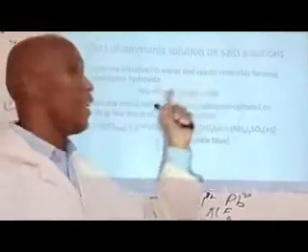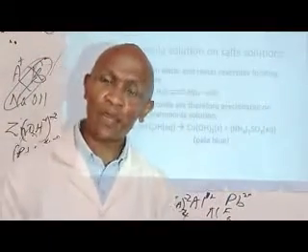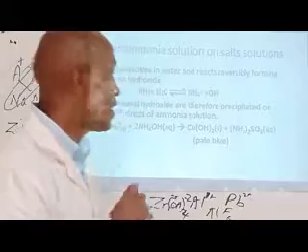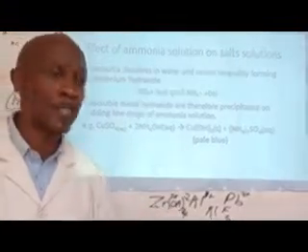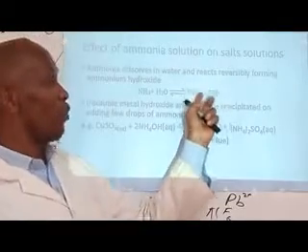Now what about with ammonia solution? Now when I dissolve ammonia in water, it will react reversibly. Why does it react reversibly? Correct. I hope what you have said is that ammonia is a weak base. So it ionizes reversibly to form the ammonium ion and the hydroxide ion.